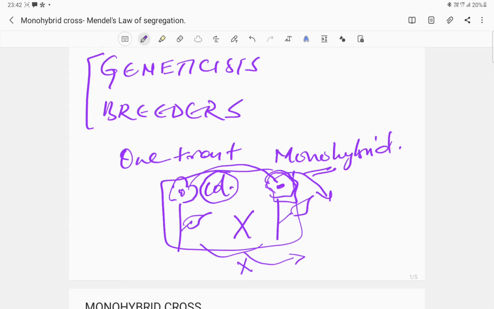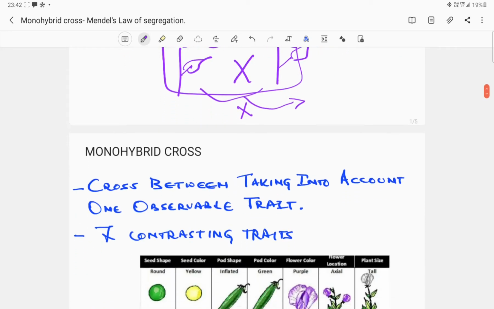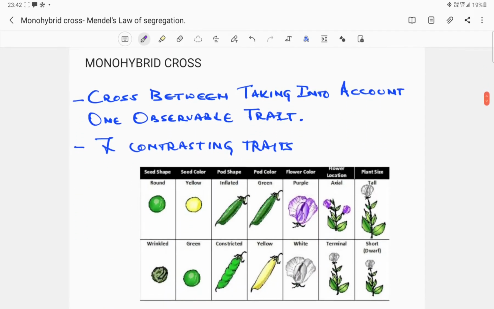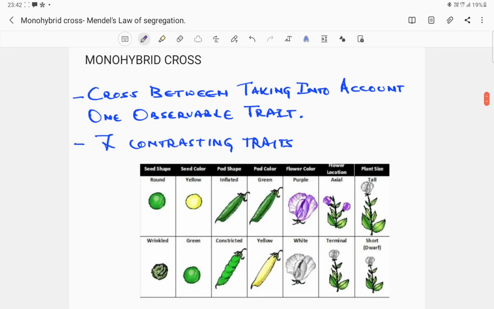Similarly, we can have a trihybrid cross or a tetrahybrid cross, but as the number of observable traits in an experiment increases, the experiment data also becomes complex. So anyways, let's not go there. Let's simply move on to what Mendel did. He first of all conducted a monohybrid cross, and he chose pea plants. Why did he choose pea plants? Let's just do it again, because there are 7 contrasting traits that he chose.